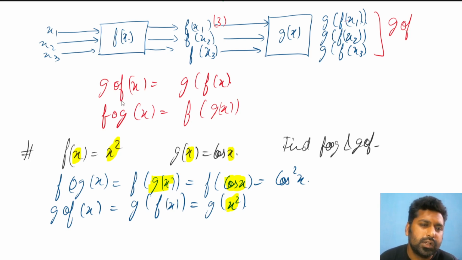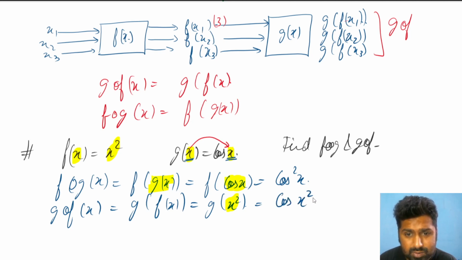Students can think it can still generate cos square x, but to avoid the confusion, what I'll say is you replace every x with x square. If you want to find g of x square, in order to avoid any confusion, you replace every x with x square. Replacing this x with x square, so this becomes cos x square. This is different. This is cos of x square, not cos square x. So while getting g of x square, remember that you replace each x with x square.